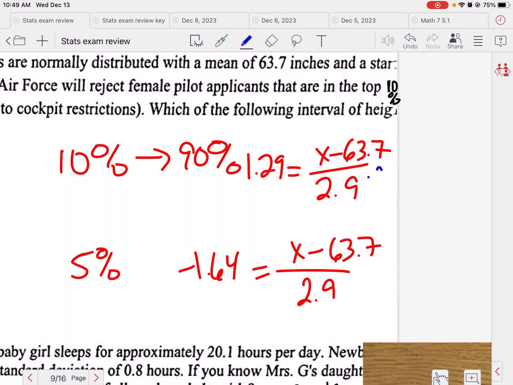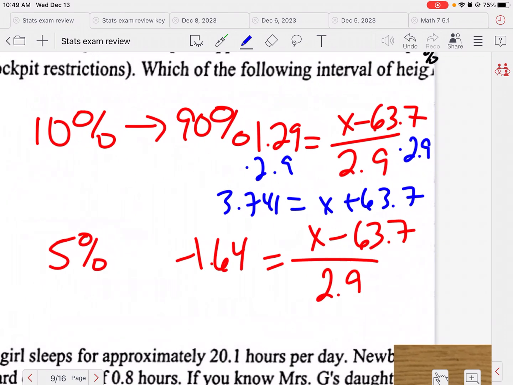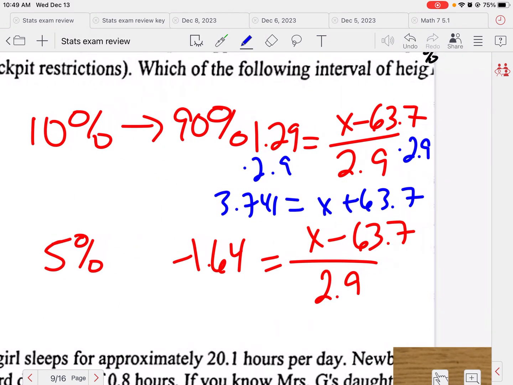So I'm going to multiply both sides by 2.9. So we're going to have 1.29 times 2.9. It's going to be 3.741. It's going to equal x plus 63 plus 2.7. So I'm going to subtract. I'm sorry, what is happening here? Oh, I'm sorry, this was a minus and I wrote a plus. There we go. I'm going to add 63.